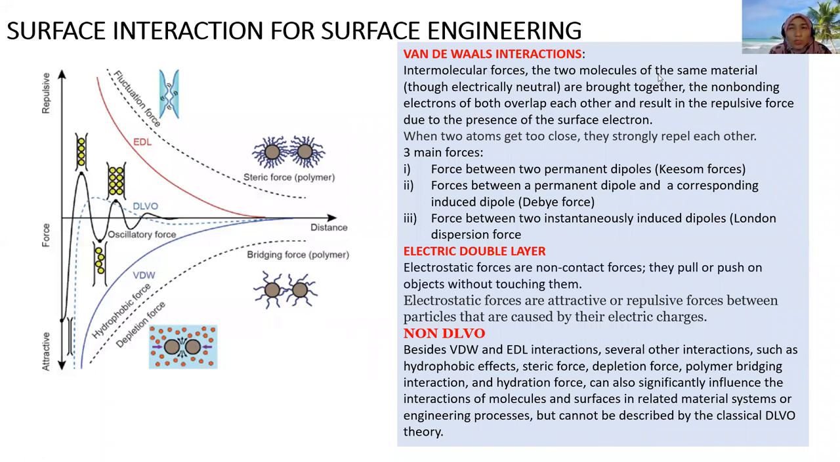Intermolecular forces: when two molecules of the same material are brought together, the non-bonding electrons of both overlap each other and result in repulsion. So the van der Waals interaction has the non-bonding electrons of both overlapping and results in a repulsive force due to the presence of the surface electrons. At the surface, the bare electrons, why can we modify or functionalize it? Because of these electrons. These electrons do the chemical bond or physical bond at the surface. That is in depth.